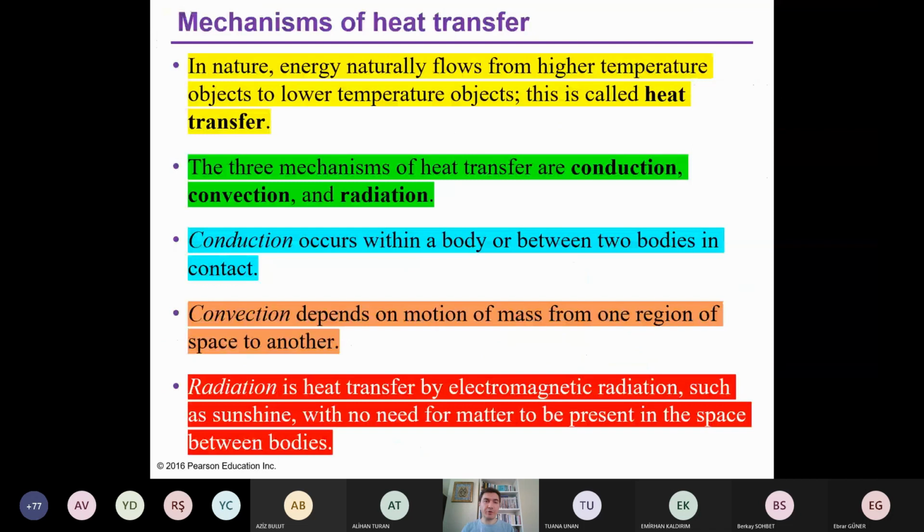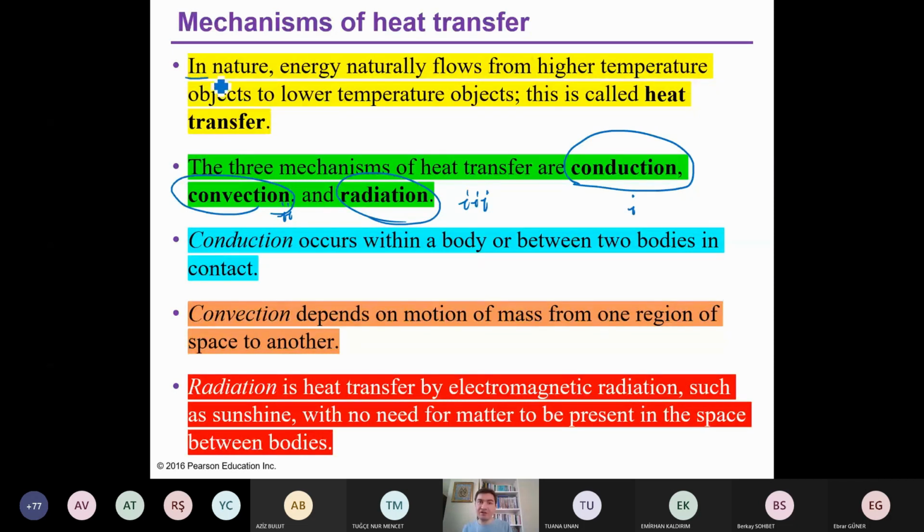And after this point, I would like to continue with the mechanisms of heat transfer. We have 3 mechanisms of heat transfer. One is conduction, the second one is convection, and the third one is radiation. We will investigate all 3 of them. And here we have some general information.